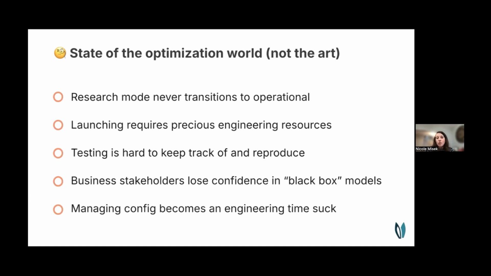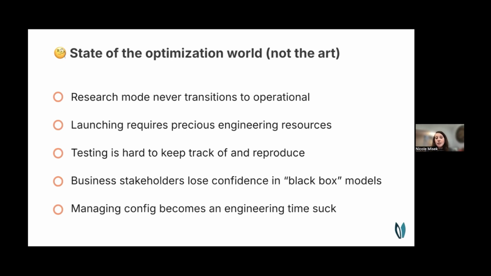For example, launching requires precious engineering resources in many situations, right? So you have decision modelers that are doing some really amazing things with the optimization tech, but then taking that and putting that in a production environment is not straightforward and requires some time from engineering. It's also hard to test and keep track of your run history, your inputs that were run to produce a particular solution, what configuration was used. So reproducibility in the testing sense can be really challenging.